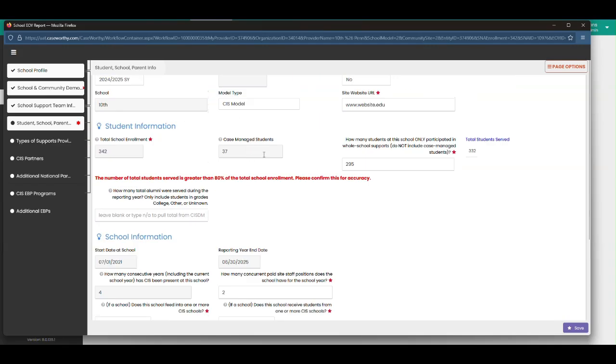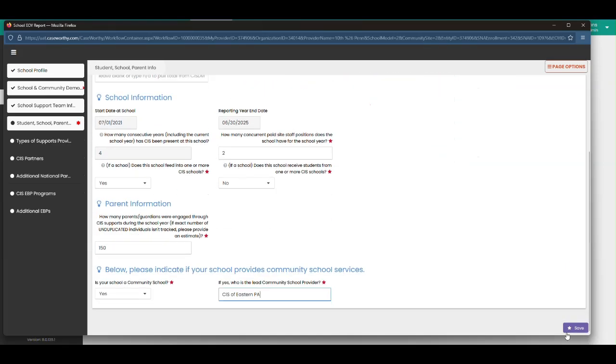And then you will also see 0 for case managed students. And so really you're just entering how many students were served in there. You don't have to subtract case managed students, obviously. All right.